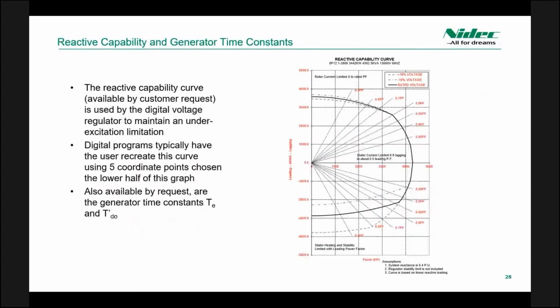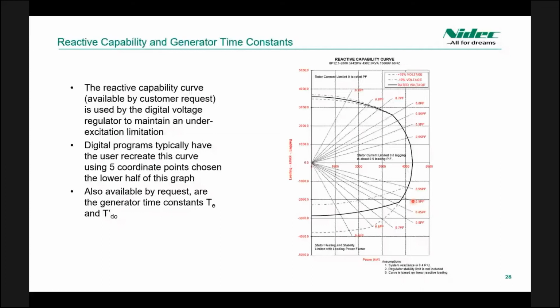The reactive capability curve shows the generator's ability to handle inductive and capacitive loads. The lines extending from the origin represent various power factors. For our purpose, we will focus on inductive loads, which is represented by the bottom half of the curve. The AVR uses this curve to monitor under voltage conditions. The way we input this information is by recreating the curve in the AVR program so that it knows the reactive capability of the generator.